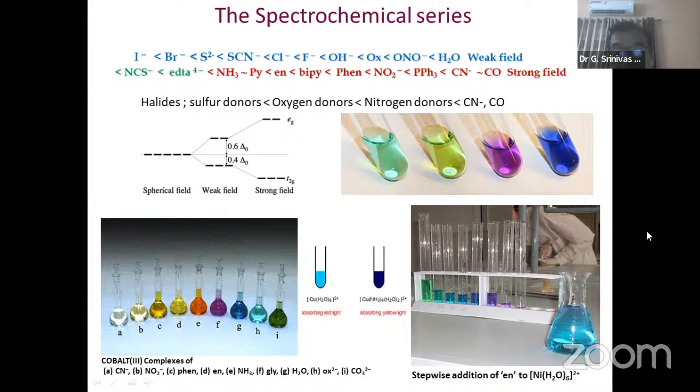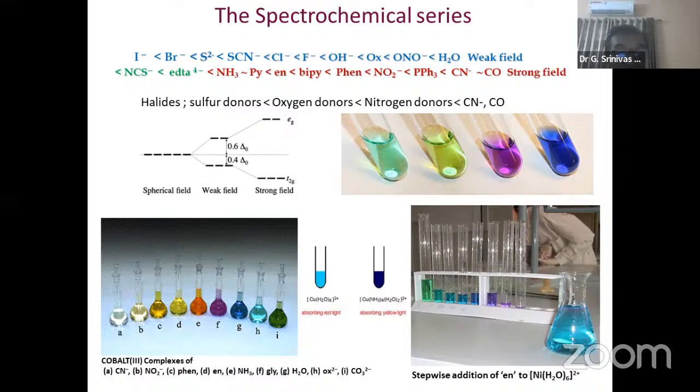So in this, what is interesting is that I have shown you a picture containing A, B, C, D, E, F, G, H, I. So totally 9 complexes of cobalt which are having different ligands. First, cyanide is having strong field, so it absorbs higher energy. So that's why it is colorless.